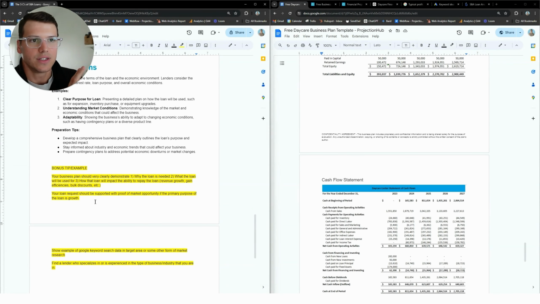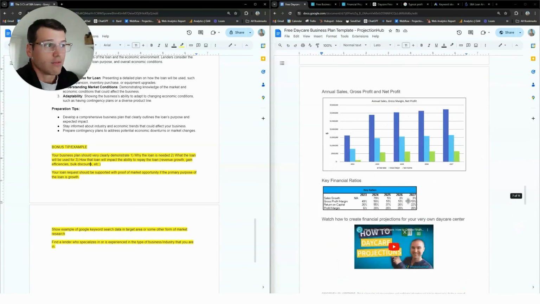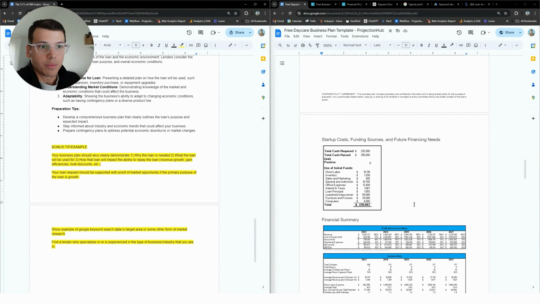We'll jump straight to these bonus tips. Your business plan, because that's the place where you're going to represent it best, should very clearly demonstrate, one, why your loan is needed. If you're starting the business, it's probably your startup costs. If you're growing a business, why are you growing the business? So, why is the loan needed? Two, what will the loan be used for? Very specifically, what will the loan be used for? And three, how will that loan impact the ability to repay the loan?